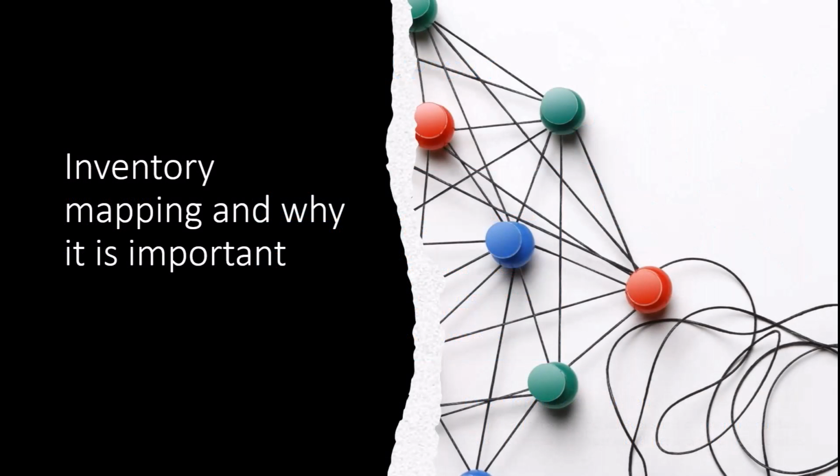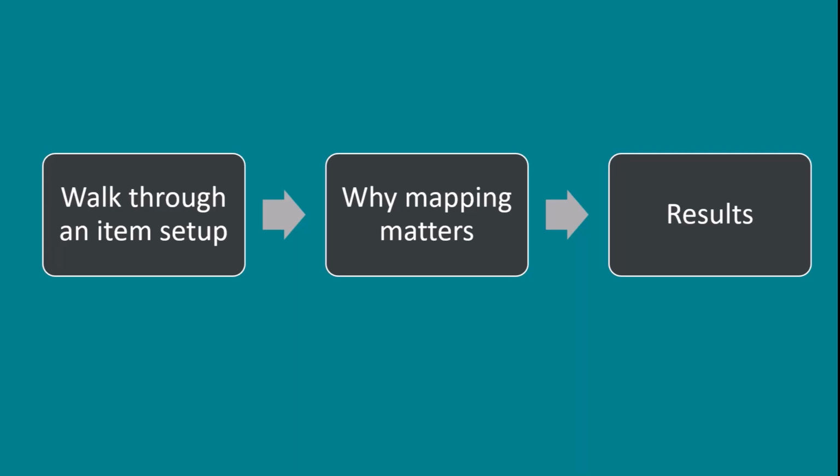Okay, so as I said, for today's session, we're going to talk about inventory mapping and why it's important. So we're going to walk through that item setup itself and kind of talk about the different types of items that you can use in QuickBooks and why we would choose each type of item. We're going to talk about why that mapping matters, what it affects, and then we're going to look at some results on when we map an item, what happens.